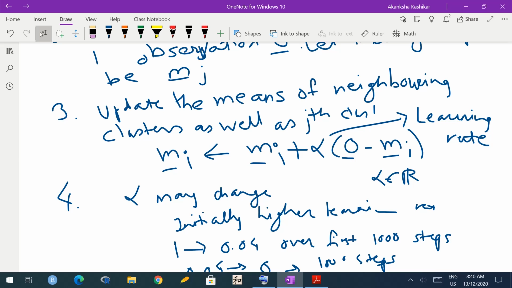Somewhere I should write here: ith cluster is neighbor of jth cluster. Again, the definition of neighbor: either they share a boundary or they share at least one point. We have to define it. The ith cluster is a neighbor of the jth cluster, or sometimes they may not share even a boundary or a point, but they may be within a certain distance.